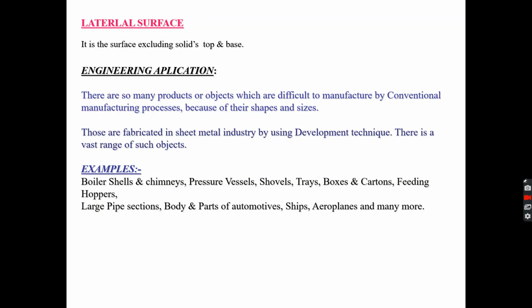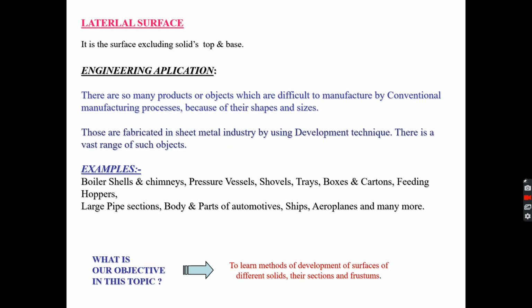So, what we will learn in this course is the methods of development of surfaces of different solids, their sections and frustums. Okay, so there are some examples I am showing here. It is your cylinder. I already told you how it will look when you cut it from one side. It will look like a rectangle.